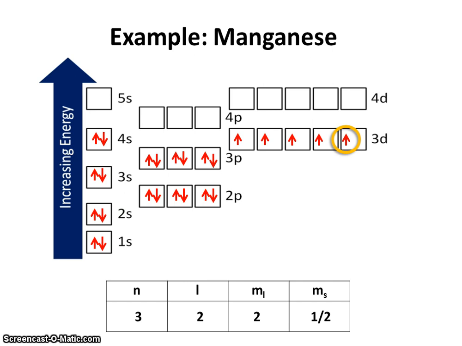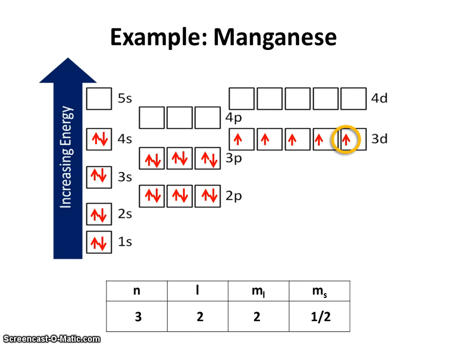So once again, we're going to decide what's the quantum number for n. n equals 3 because the energy level is 3d. The l number in this case is going to be 2 because the letter associated to that level is d, and d corresponds to the number 2.